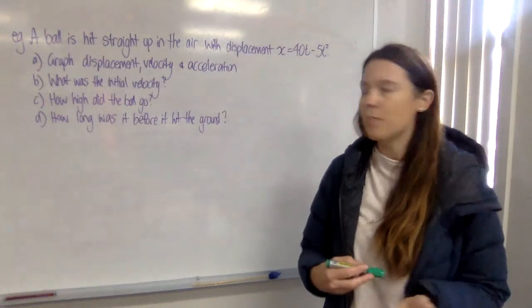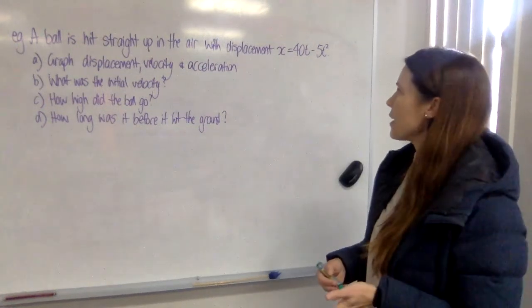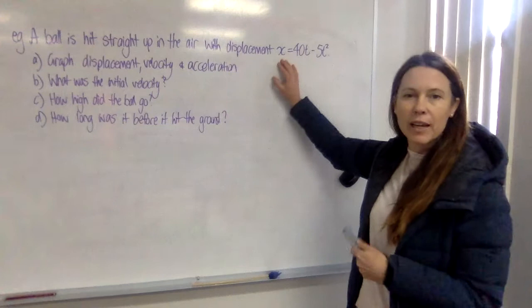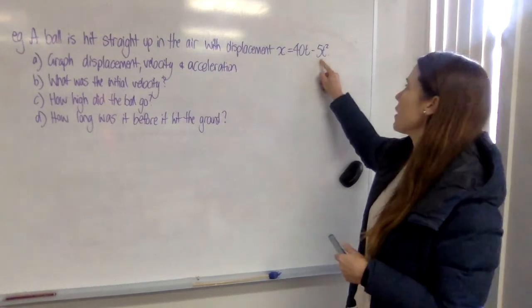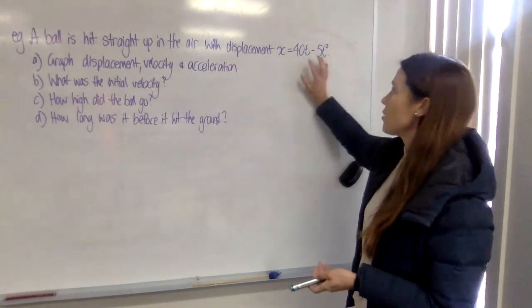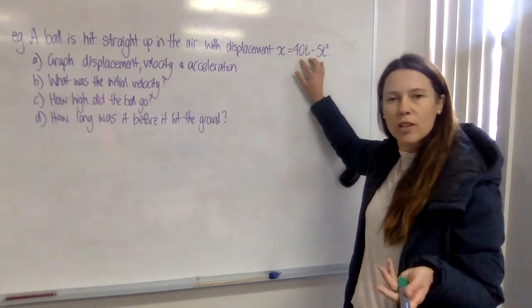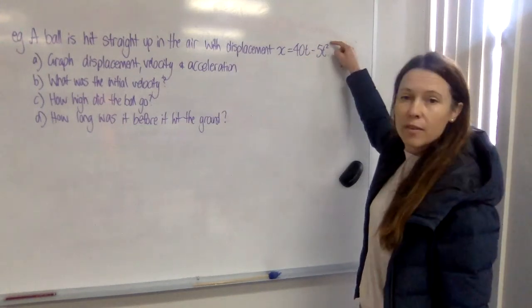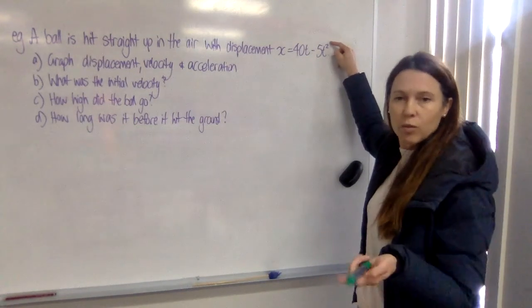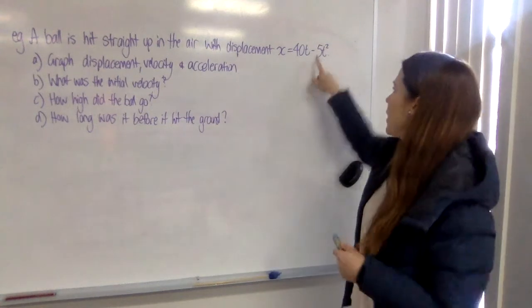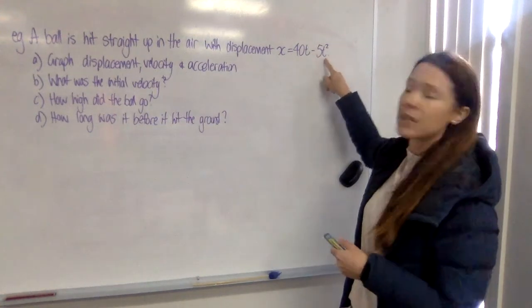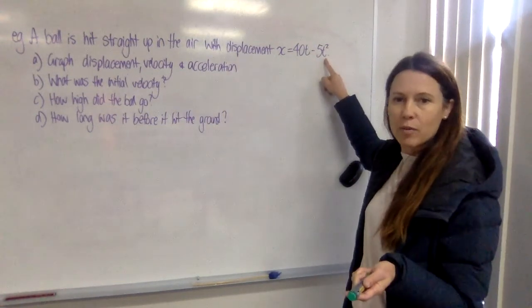So here we have an example. A ball is hit straight up in the air with a displacement formula of x equals 40t minus 5t squared. Now, as soon as I look at that, I've got to picture what type of graph this is. The highest power of t is 2, or it's squared. So this is a parabola. And even more than that, that minus 5t squared tells me that it's an upside down parabola.